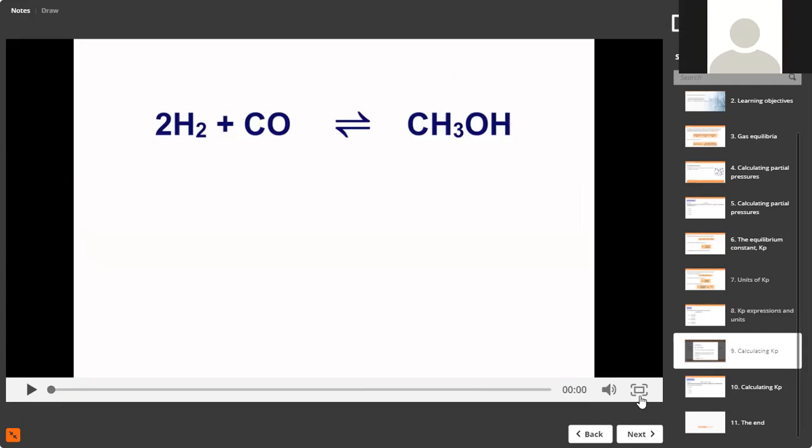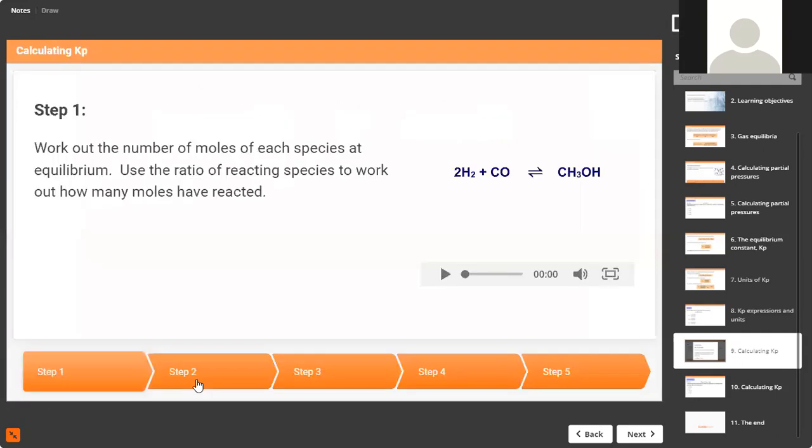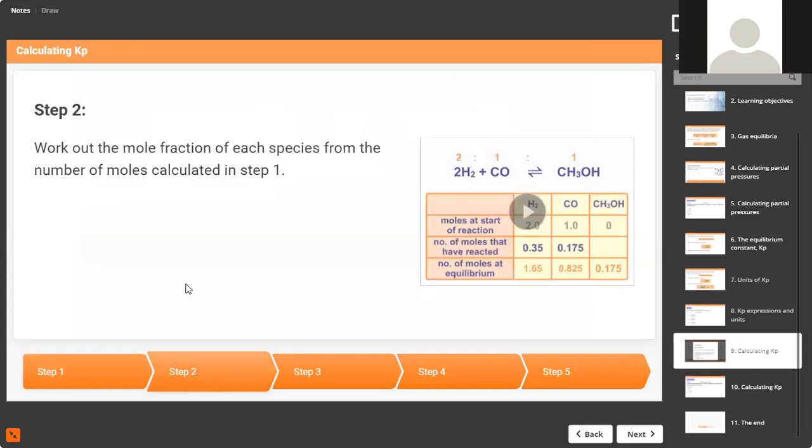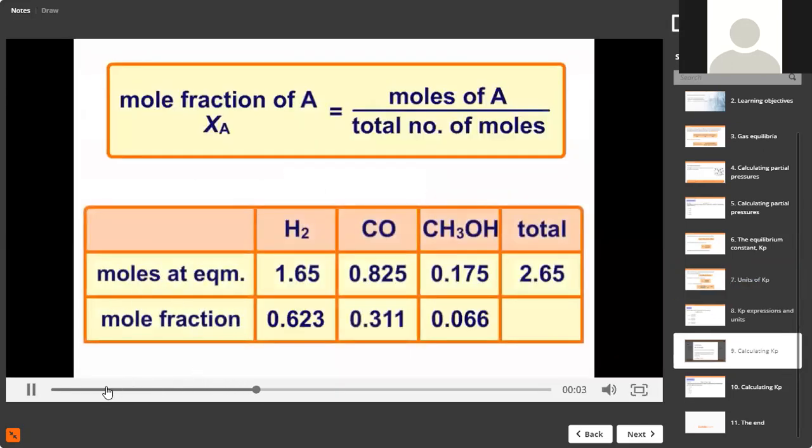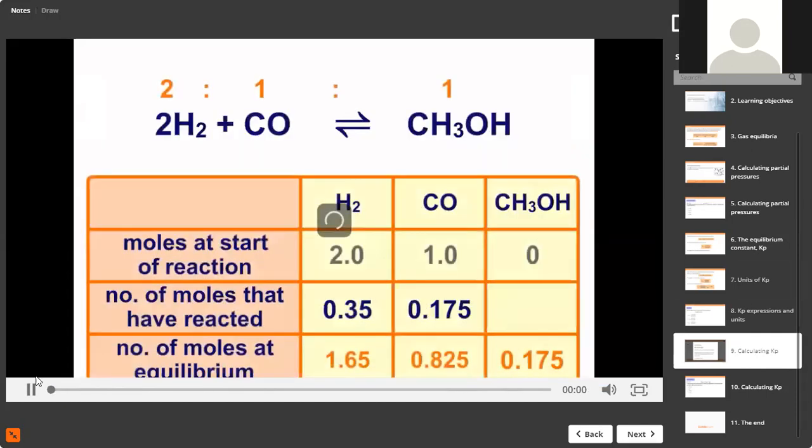Then we go on to step 2, where we work out our mole fraction. This is very similar to when we were doing equilibrium constant for anything but gases. We work out the mole fraction of each species from the number of moles calculated in step 1. So let's have a quick look at this.